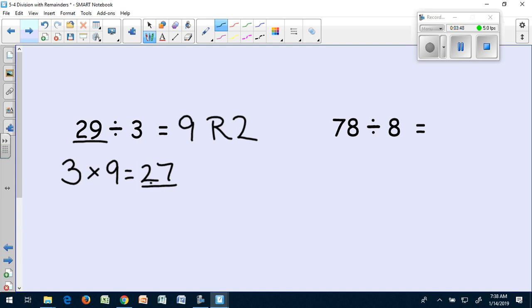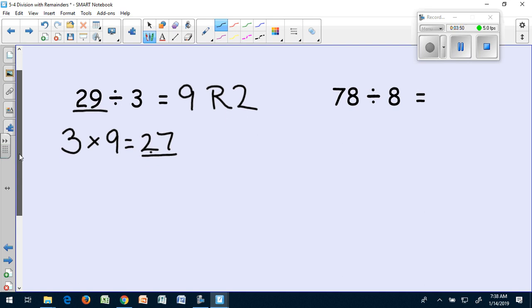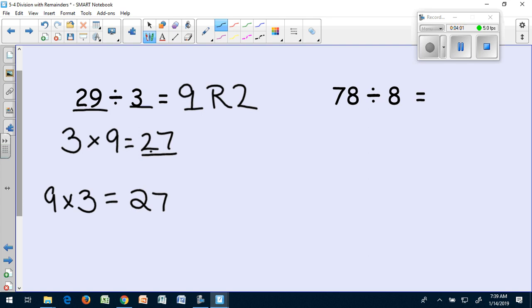If I wanted to check that, the way you check division with remainders, I would do 9 times 3. So I'm multiplying my quotient and my divisor. I get 27, and then I add my remainder. And I should get my dividend, which is 29.